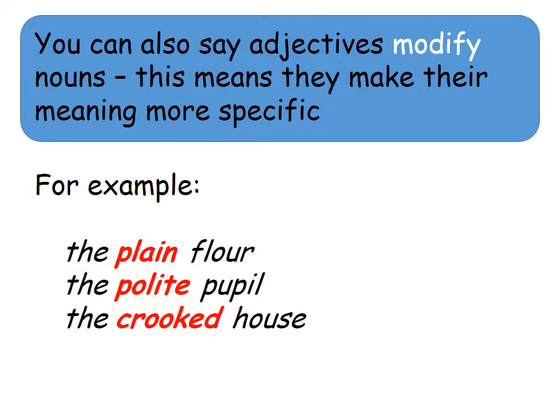You might have heard of the word modify, and this is because you can also say that adjectives modify nouns. This just means that they make their meaning more specific, so they change the noun or modify it. So for example, the plain flower. The adjective plain changes that type of flower. The polite pupil. Again, this gives more specific meaning rather than just using the word pupil. The crooked house. And again, it modifies the noun, it modifies or changes your understanding of that noun. So it's not just any old house, this is a crooked house.